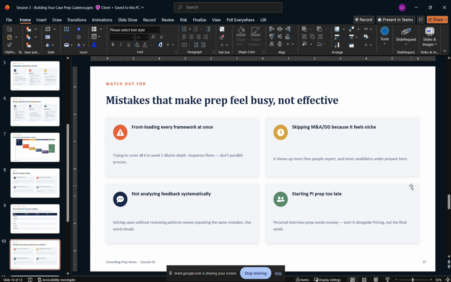And lastly, do not leave your PI prep through all of this. PI prep means personal interview. So, for example, questions like, why do you want to join consulting? Why do you want to join this company? What is your long term goal, and so on. These are all the personal interview questions. Most companies have a component of PI interview in their process. So also try and make sure you work on it. We will have a session entirely for PI prep because it's also one of the most important parts.